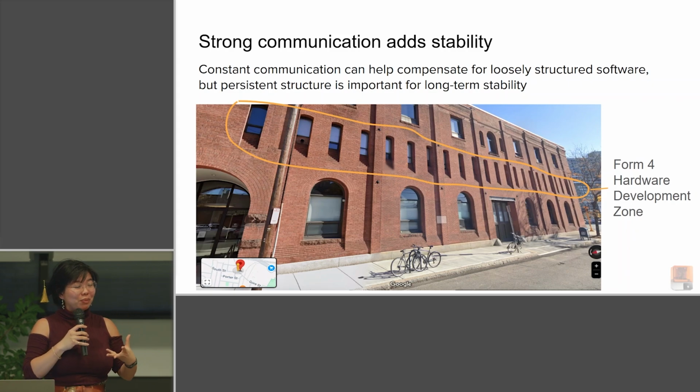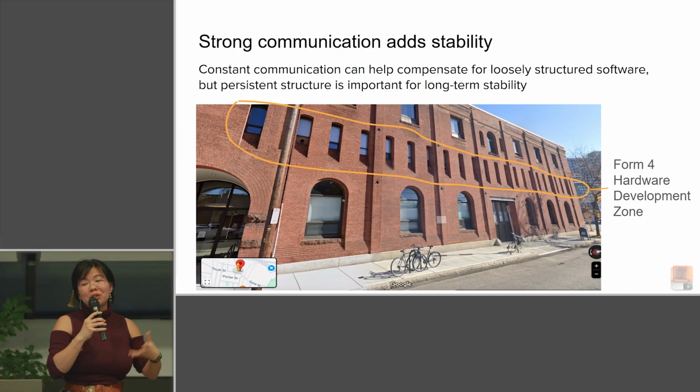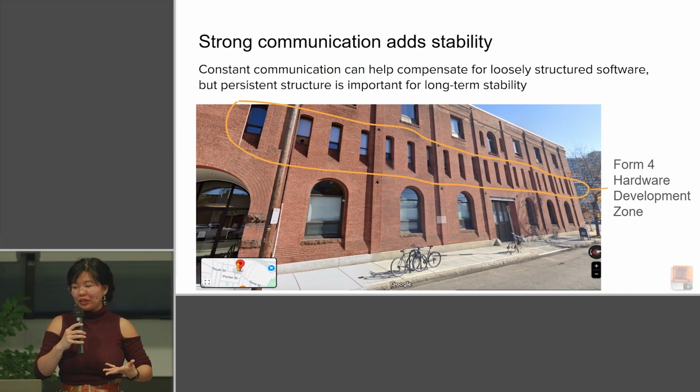If it's not discoverable, if it's not written down, if it only exists in the Slack messages between two people who no longer work at that company, then that information is going to be lost, and someone is going to have to relearn it.